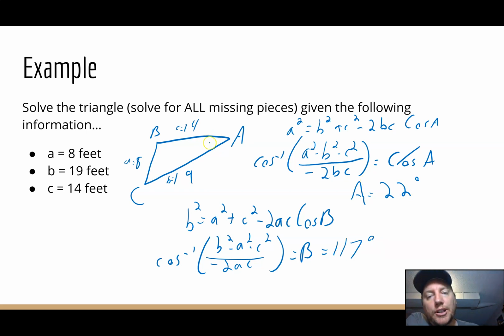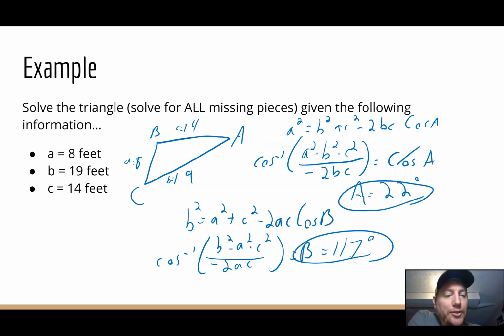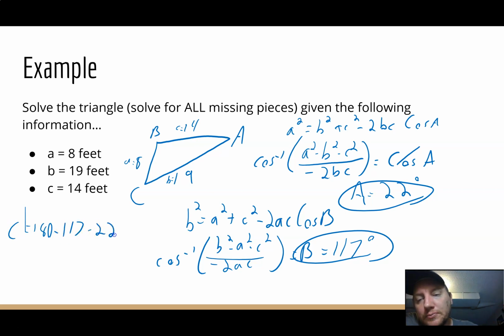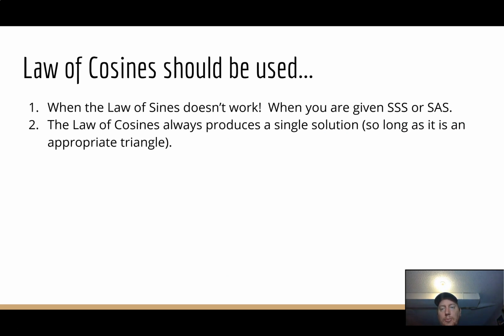A is a very small acute angle. B I drew as an obtuse angle, 117 degrees. Now we could do the same thing for C, or we could just say C is 180 minus the two angles we just found. So 180 minus 117 minus 22 is 41 degrees. So that's how to solve a side side side problem. And we also have side angle side, so let's talk about when law of cosines should be used.